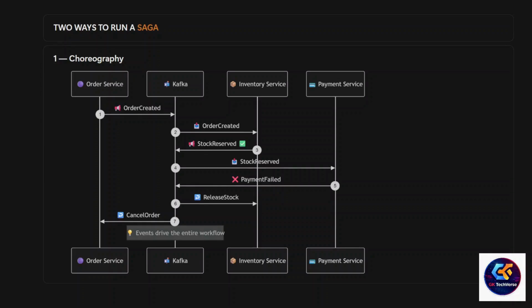The first one is choreography. In choreography, there is no central controller. Every service simply listens for events and reacts. Think of it like a relay race. One runner finishes, passes the baton, and the next runner starts. No coach is standing in the middle telling everyone what to do. Each runner simply knows their responsibility.